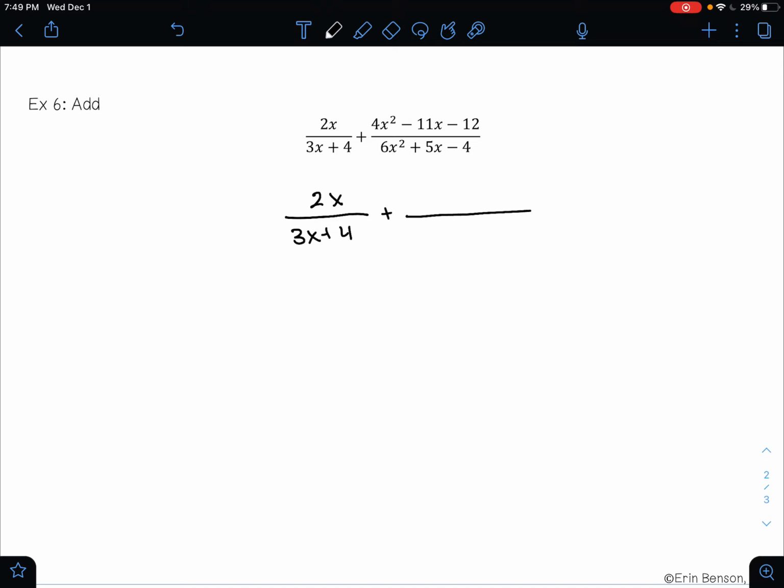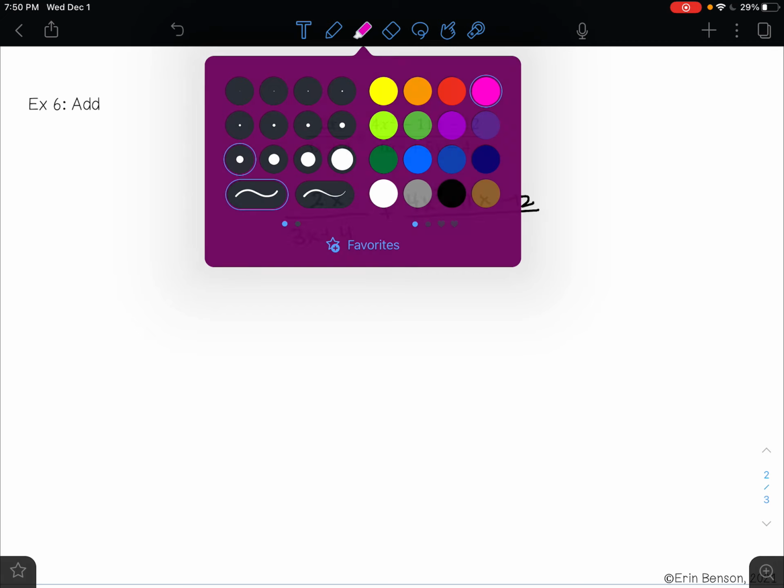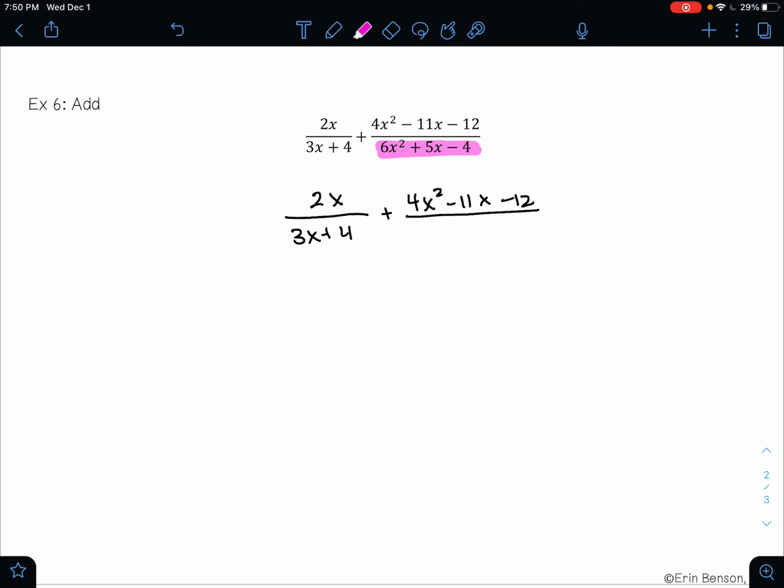For my second fraction, don't worry about your numerator just yet. Let's just focus on the denominator. So I'm going to look at this part right here, and I'm going to factor that. There's no GCF, so I'm going to go straight to the area model.